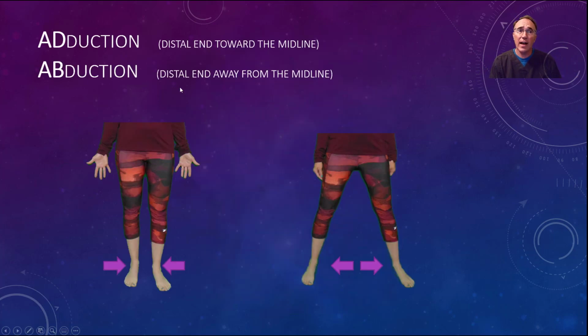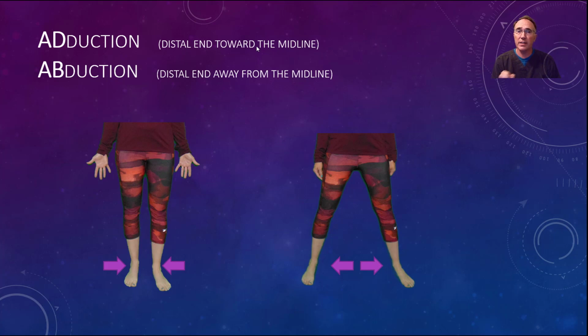Now we're going to go into adduction and abduction. The definition of this is the distal end is towards the midline for AD or adduction, and the distal end is away from the midline for AB or abduction. One of the things with these two terms is they're very, very easily confused when you're talking with someone. Even when you're writing it down, you can write the wrong one down because there's only one letter difference. And so it's often good, instead of saying adduction or abduction, which kind of sound the same, to say adduction or abduction with a clarifying phrase. It just makes for better communication and less problems.